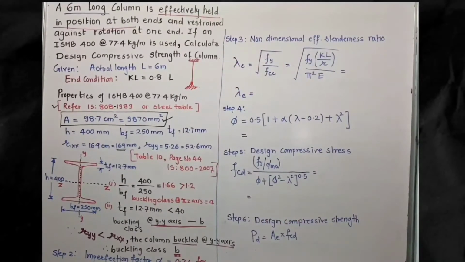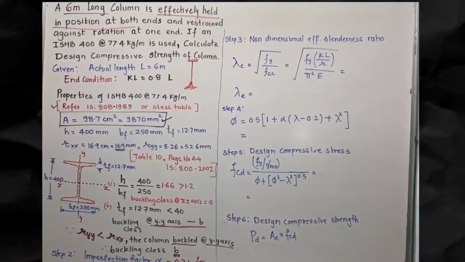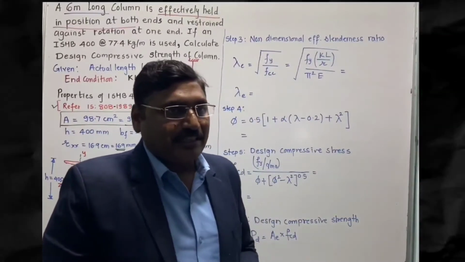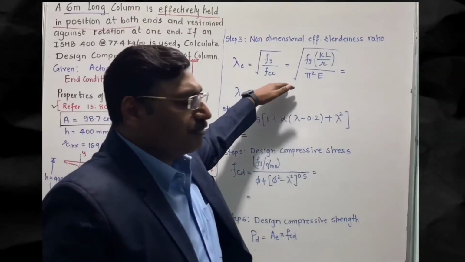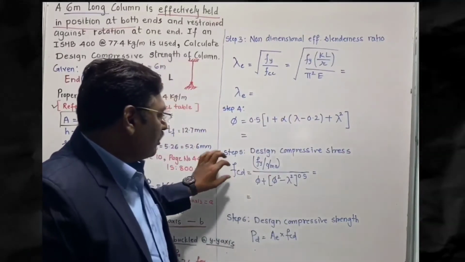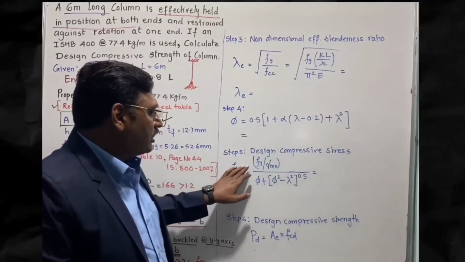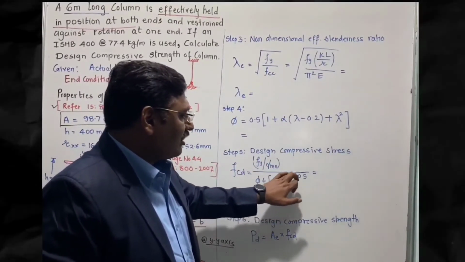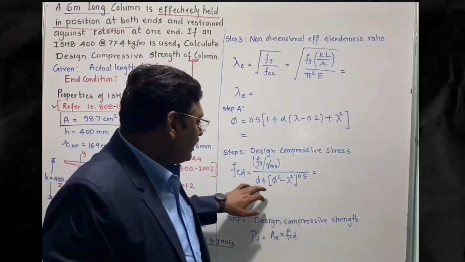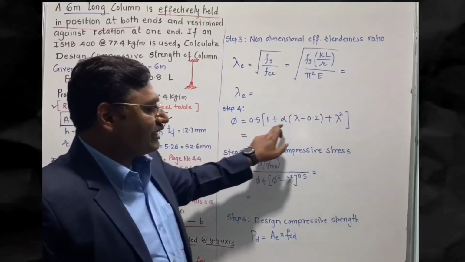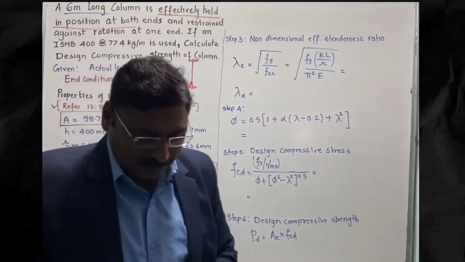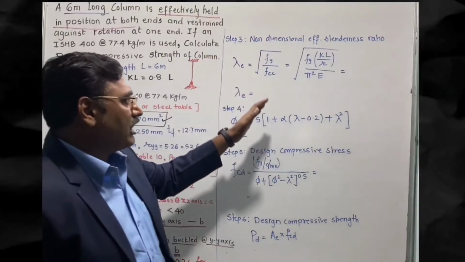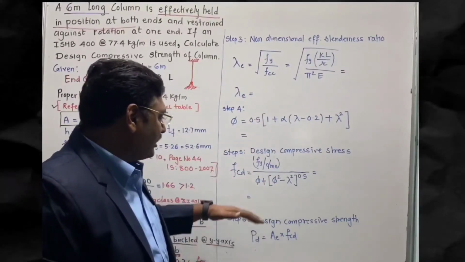Now we have seen how to find out the design compressive strength by using the design chart. If we do not have the design chart, then we have the formulae. By using the standard formulas, we can also calculate FCD. We have the FCD formula in our IS code, that is Fy upon gamma m naught upon phi plus in bracket phi square minus lambda square bracket complete to the power 0.5. Here phi and alpha are unknown; phi is calculated by this formula and lambda is calculated by this formula.